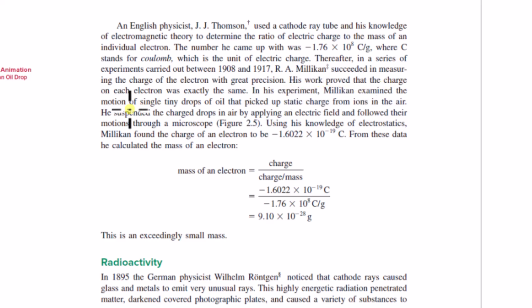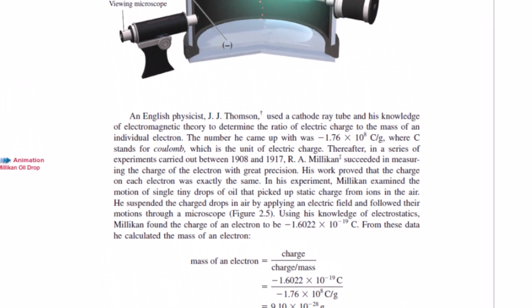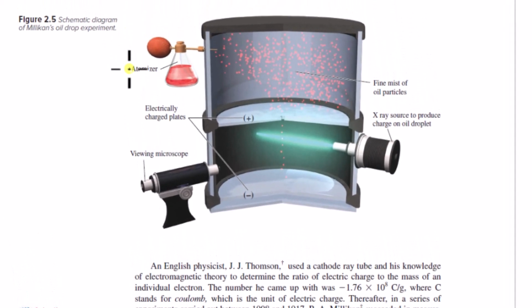Millikan's work proved that the charge on each electron was exactly the same. In his experiment, Millikan examined the motion of single tiny drops of oil that picked up static charge from ions in the air. He suspended the charged drops in air by applying an electric field and followed their motions through a microscope. Here's a schematic of Millikan's oil drop experiment, how he determined the charge on the electron. You've got these two chambers, and then they call this the atomizer. This would just create as fine a mist of oil as possible, a very fine mist.